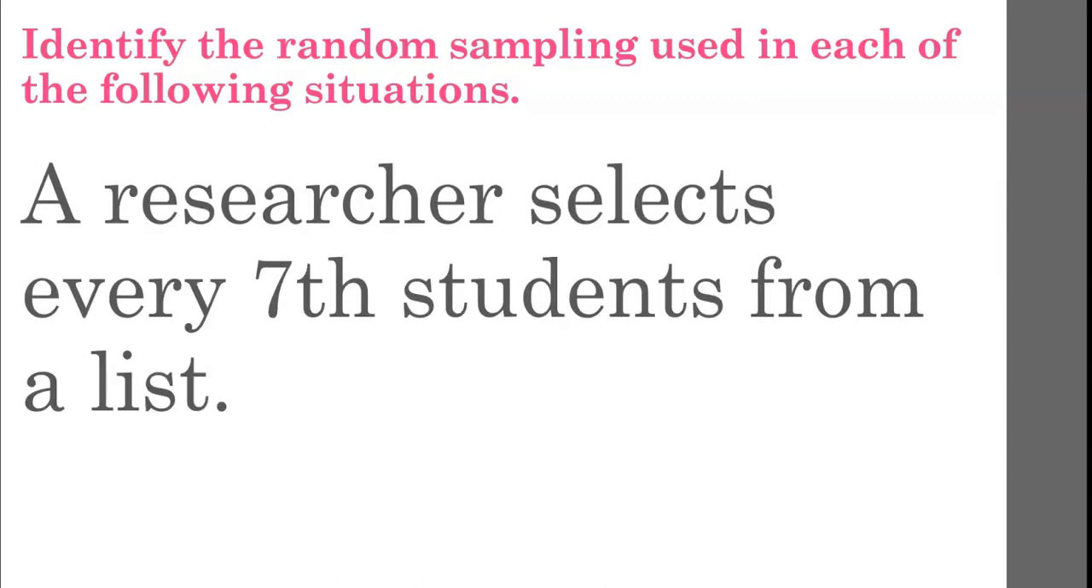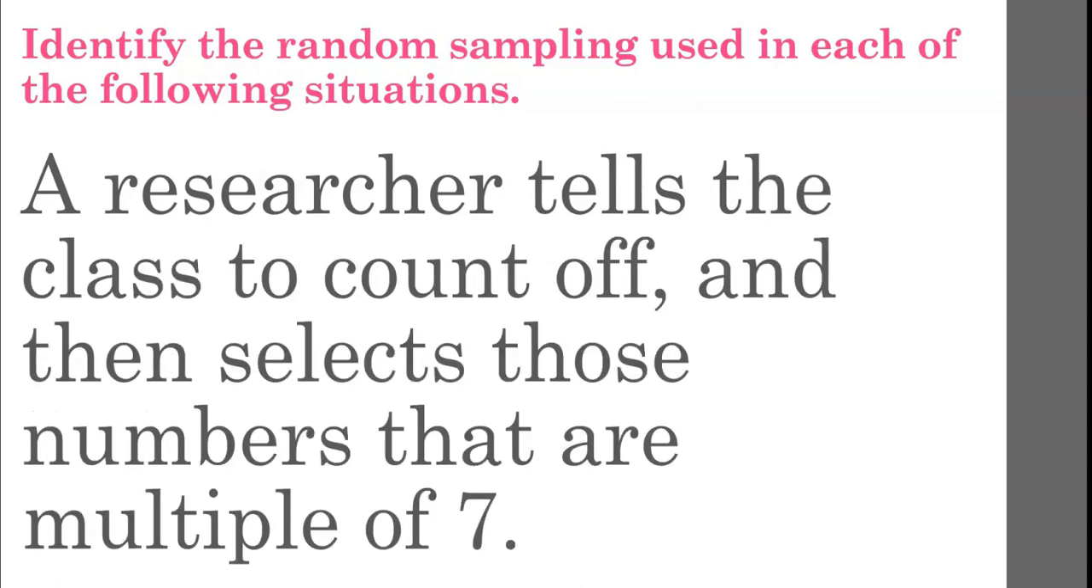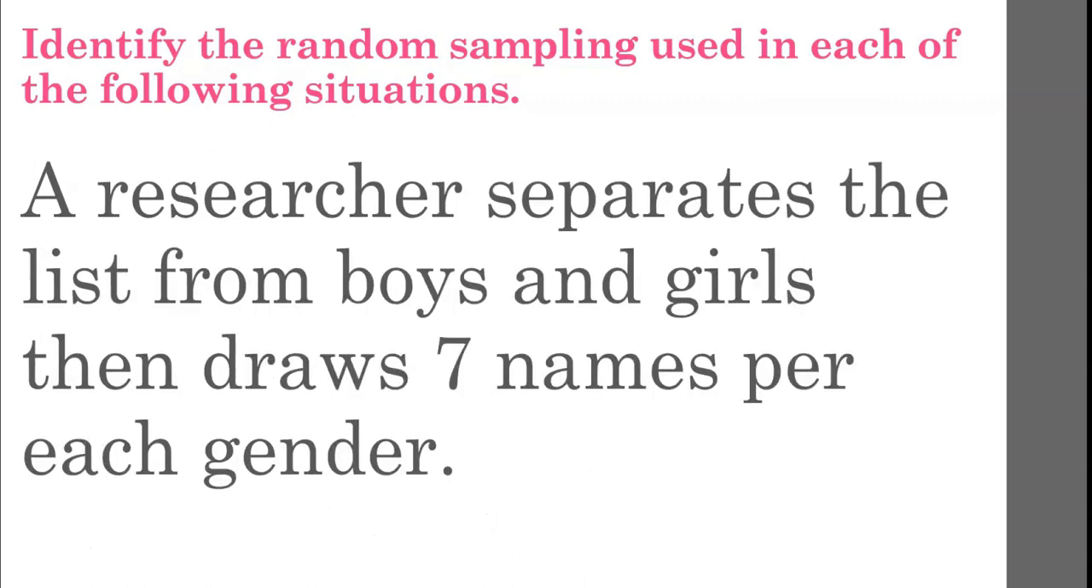Next, a researcher selects every 7th student from a list. This represents systematic random sampling because we're using the 7th interval and we're getting samples every 7 students. Next, a researcher tells the class to count off and then selects those numbers that are multiples of 7. This type of random sampling represents systematic random sampling still because we have an interval here of 7 and we pick samples every multiple of 7.